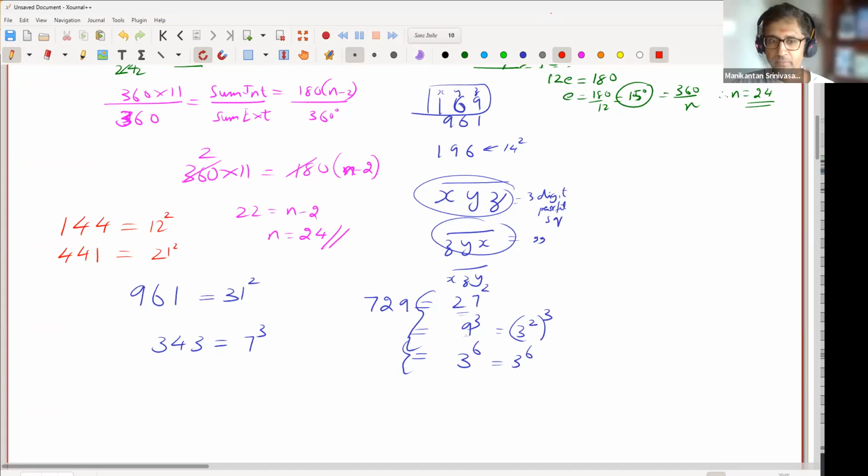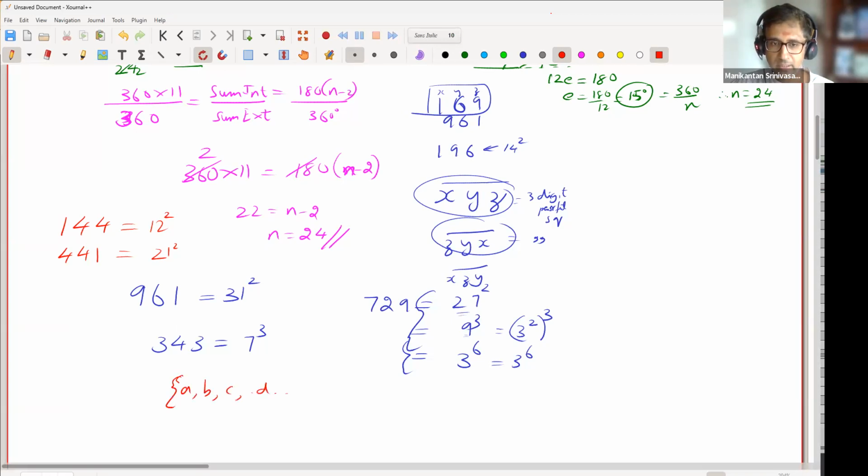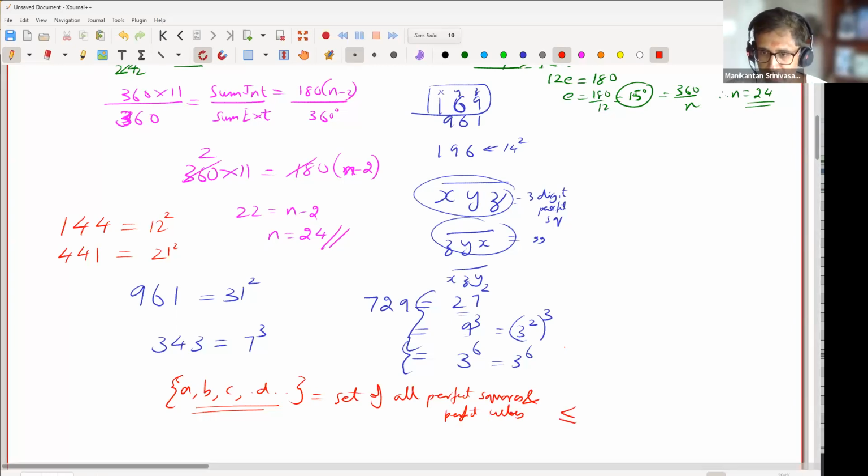In total, okay, so I have a set, let's say A, B, C, D, and all that. Where this is a set of all perfect squares and all perfect cubes. So I'll just say set of all perfect squares and cubes, perfect cubes less than or equal to 1000. In fact, I should say 0. I should say what the starting value is also, right?